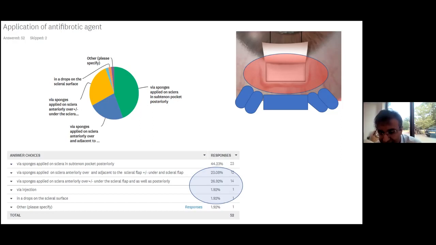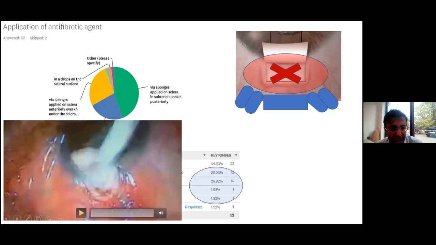That is a disaster. So this is a video I took from YouTube, of some Indian surgeon. The point to note in this video is how he is stuffing the MMC sponges in the conjunctiva and then places the conjunctiva over them while he waits for 3 minutes. So let's see what he does.